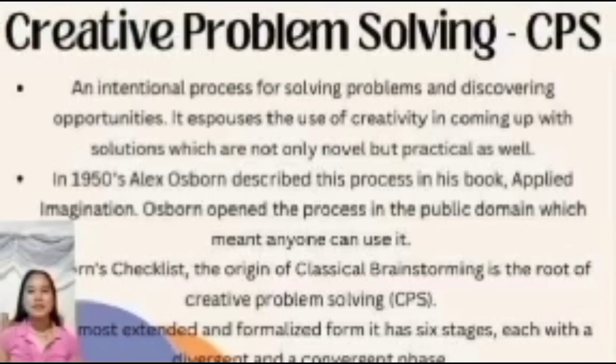Osborne checklist, the origin of classical brainstorming, is the root of creative problem solving, or CPS. At the core of CPS is the Osborne checklist, which is the foundation of classical brainstorming. The checklist provides a structured approach to generating ideas and finding solutions. In its most extended and formalized form, it has 6 stages, each with a divergent and a convergent phase.